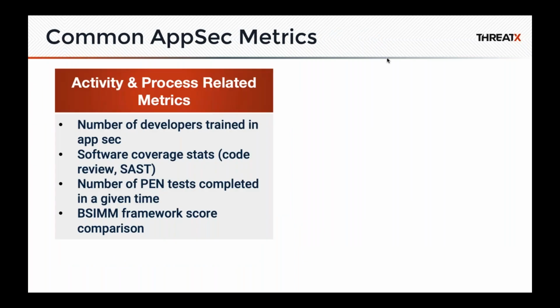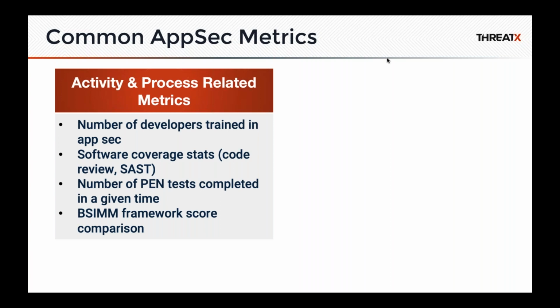So most enterprises are maintaining application security metrics, and there are a lot of good ones out there. In this chart, you'll see some of them. I've categorized a group relating to software development activity and security process. This set includes things like the number of developers trained in AppSec, or the number of pen tests completed in a given time.